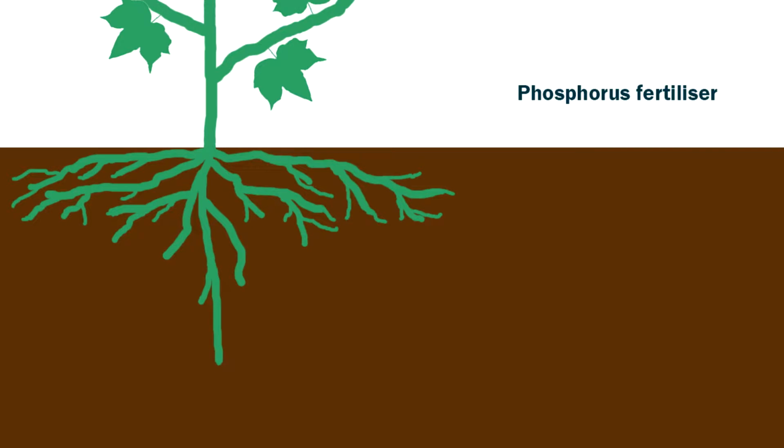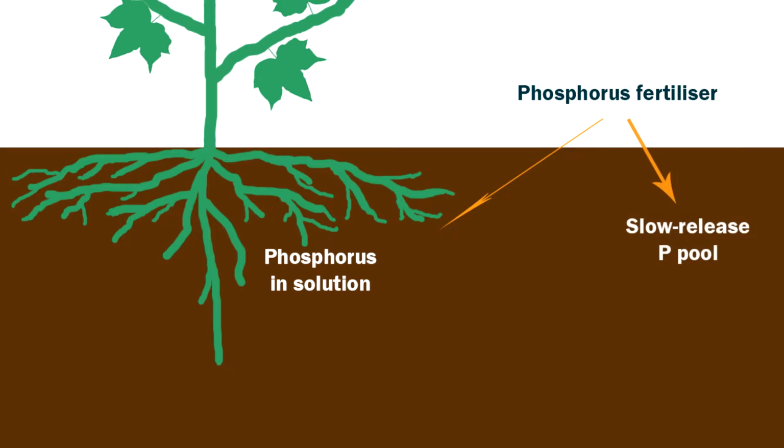When we apply P as fertiliser in a season, we're assuming that we're applying it to get a result in that particular season. In fact, the fertiliser P that we're applying is in part being supplied to the plant in solution form, but it's largely actually going into that slower release pool, forming that calcium phosphate compound and also other potential compounds within the soil.